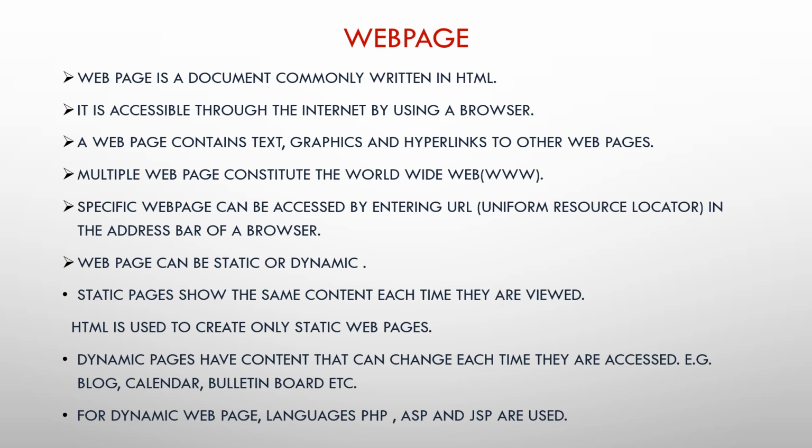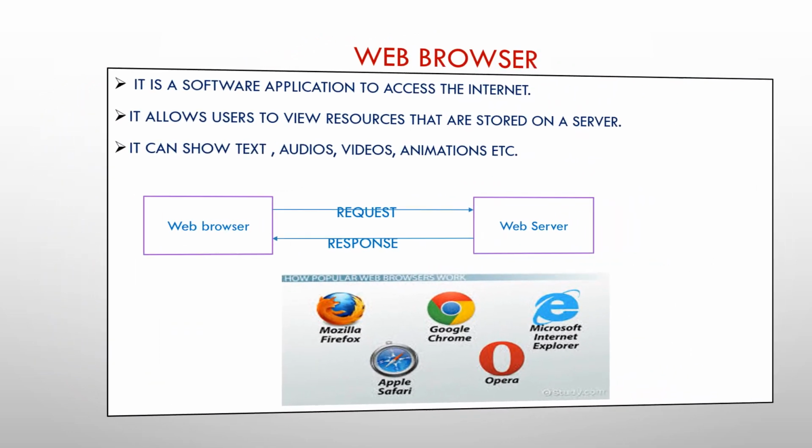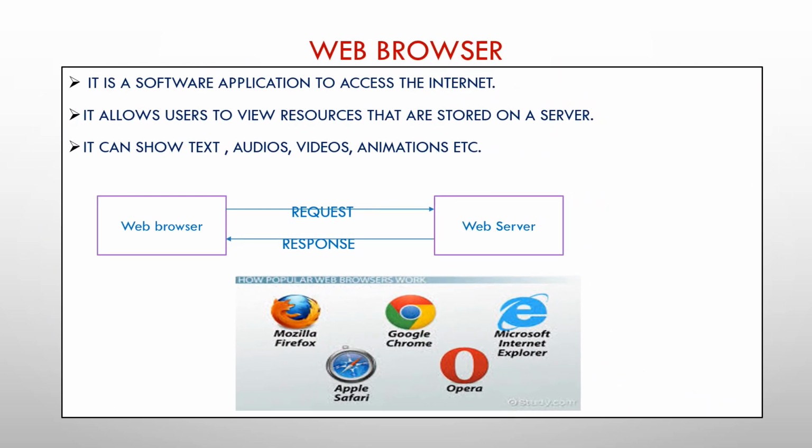Okay. Now come to the web browser. Now what is a web browser? It is a software application to access the internet. To access the internet, what do you use? You use software, that is a web browser. It allows users to view resources that are stored on a server. What does it mean? Every piece of information is stored on a server. Here we are talking about a web server.